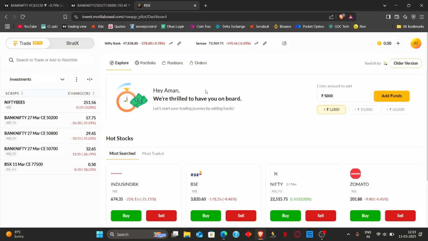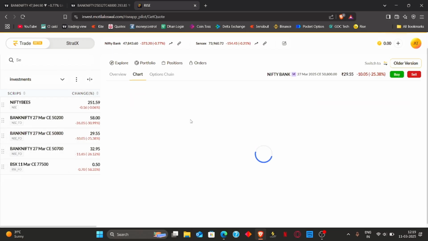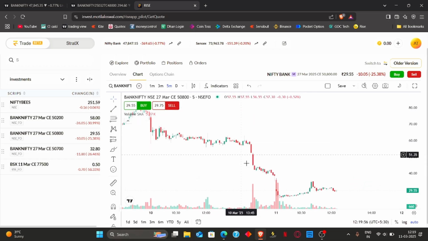So here I've just opened a brokerage account in Motilal Oswal. You can just watch it over here. Let us go to the orders section. As we can see, there are no orders over here. So let us get to an example. This is the type of FNO contracts that we will talk about today. This is the chart, the Bank Nifty. This is the chart of the FNO contract that we are going to talk about today.